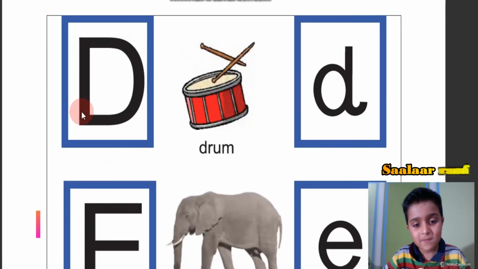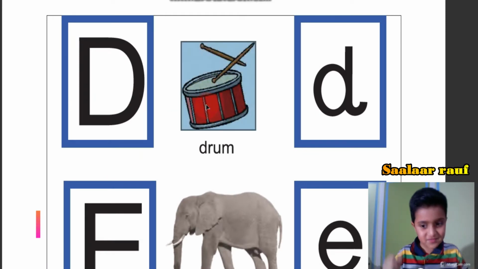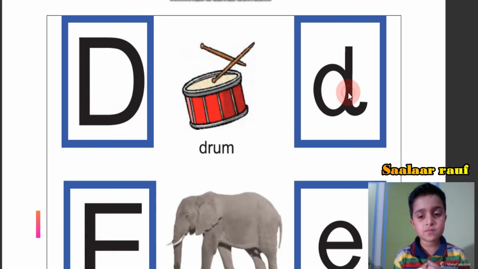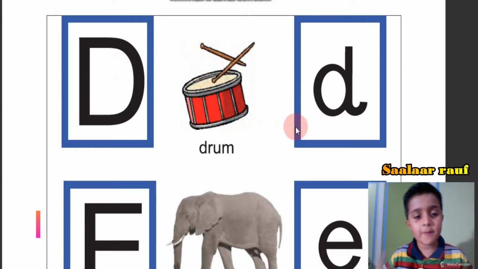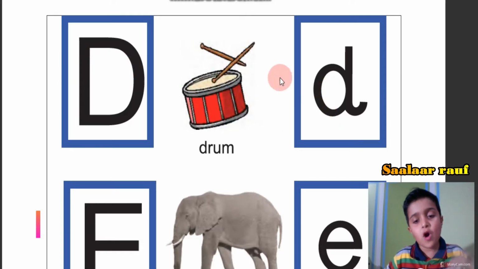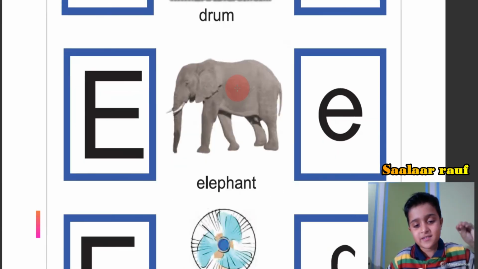We are coming to D. D for? Drum. This is capital D or small D? Capital. And this one? Small. Capital letter, small letter. D for drum. And what is coming now?